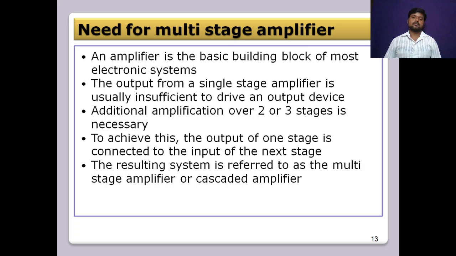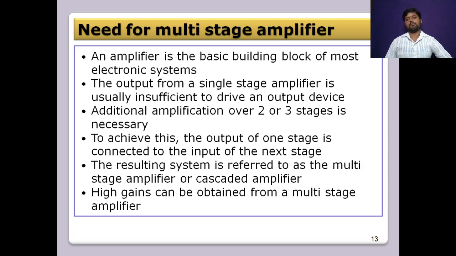This signal is again given to the third stage. The third stage gives a further rise in the output of the amplifier, and this amplified signal is further connected to the next stages like the fourth stage, fifth stage, and finally we get our required output. The resulting system is referred to as a multi-stage amplifier or a cascaded amplifier. The interconnection of amplifiers is called cascading.